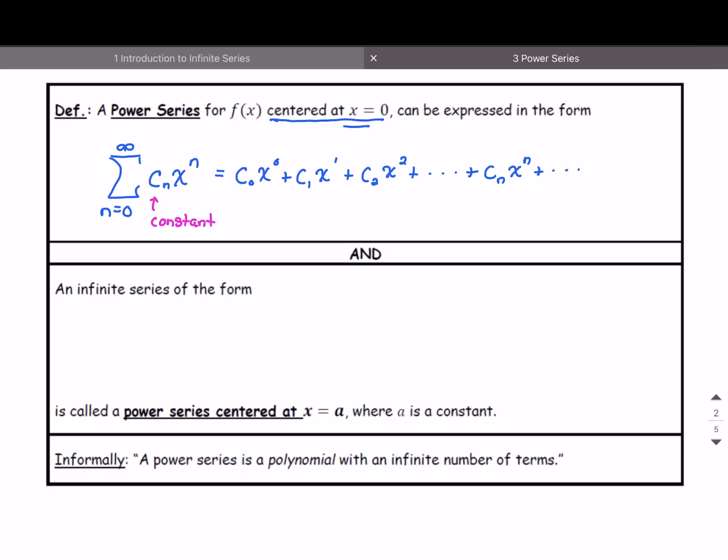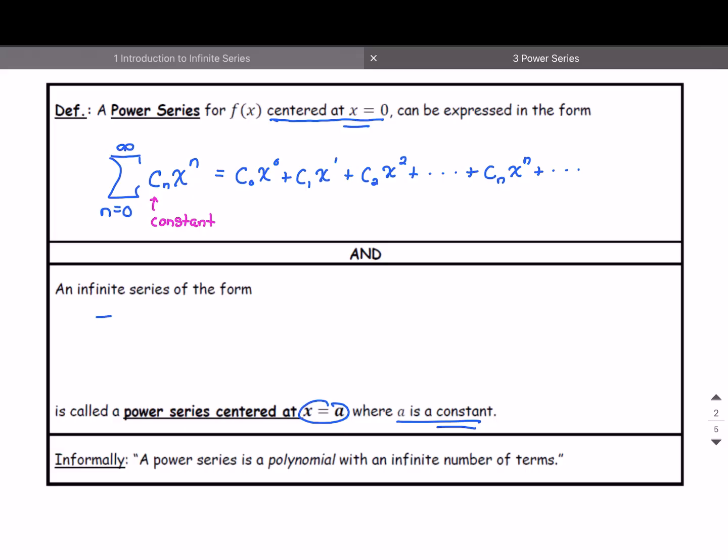That's why it's a power series. Now, we don't always have our power series centered at 0. Sometimes it may be centered at a different x value, okay? And a is just some constant. It might be centered at 2, it might be centered at 10, it might be centered at -1.